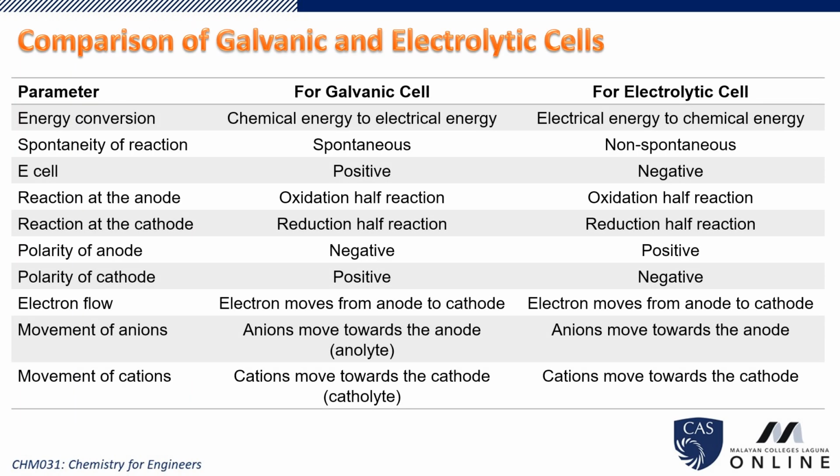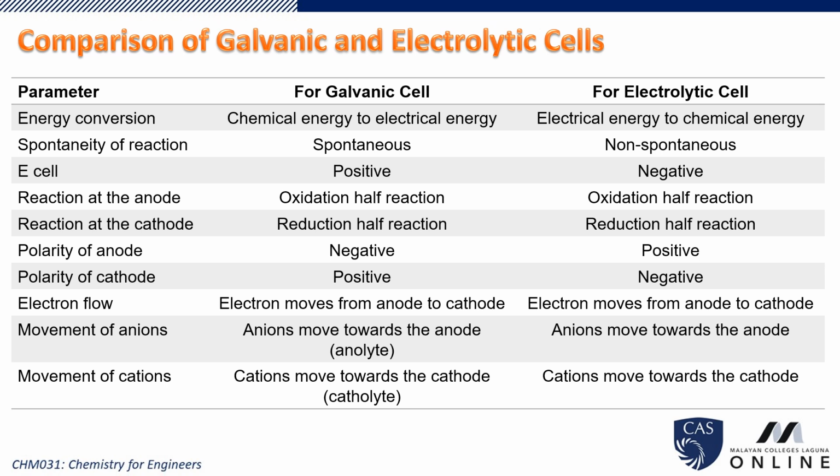Now let's compare galvanic and electrolytic cells. In a galvanic cell, chemical energy is converted into electrical energy and the reaction is spontaneous. In an electrolytic cell, electrical energy is converted into chemical energy and the reaction is non-spontaneous. The polarity is also reversed. Anode is negative in galvanic but positive in electrolytic. Cathode is positive in galvanic but negative in electrolytic.